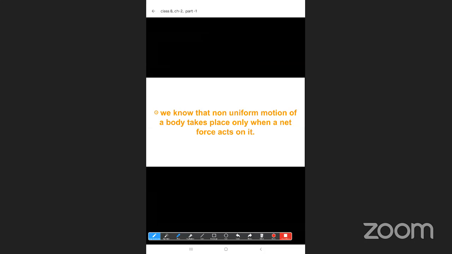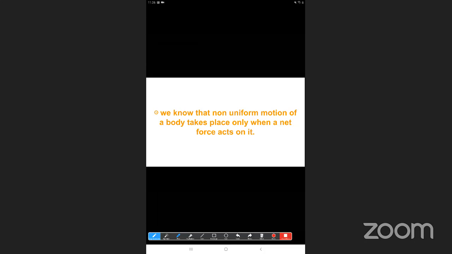So here we know that non-uniform motion of a body takes place only when a net force acts on it. So here on the book, net force is acting. So what is net force? I'll explain it to you now.